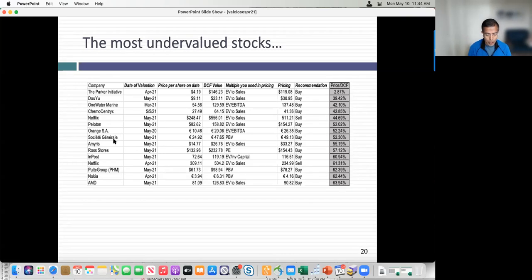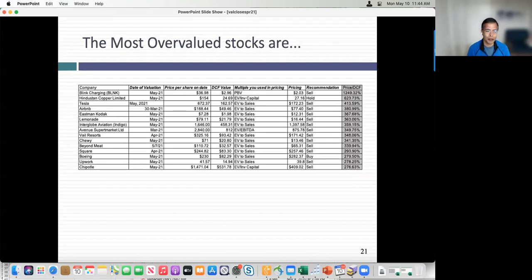And if you look across the list, there are some well-known names. Netflix comes out as undervalued. That's a surprise given how well it's done. Peloton makes the list. Netflix again, second time around. So those are your most undervalued companies. Again, I'll come back and talk about what I'm going to do with this list, but for the moment, those are the most undervalued. Here are the most overvalued stocks.